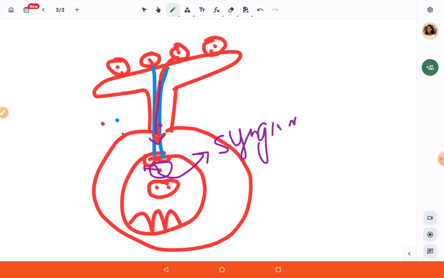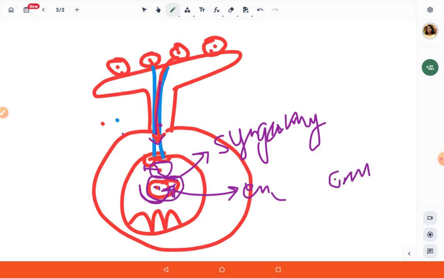Okay. Now the other male gamete, what will that do? 2 male gametes are there, no? So the other male gamete will come and fuse with the 2 polar nuclei. So it is fusing with 2, no? So it will form endosperm. What will it form? Endosperm will be formed.